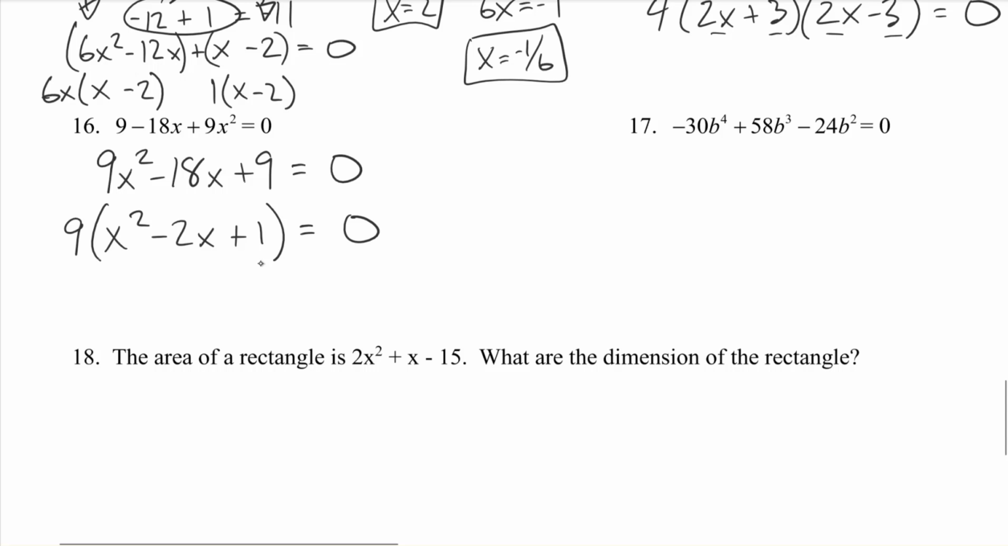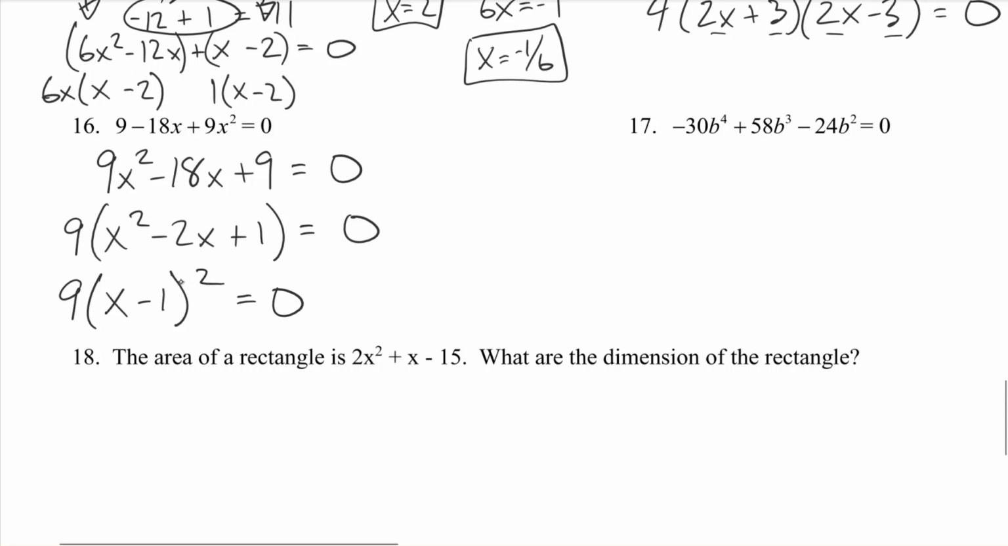And this is our square of a binomial pattern again, right? Can I take the square root of 1? Yeah, it's 1. Can I multiply it by 2? Yeah. Oh, it makes this. So I know that because of the square of the binomial pattern, this is going to make 9 times the quantity x minus 1 squared equals 0.